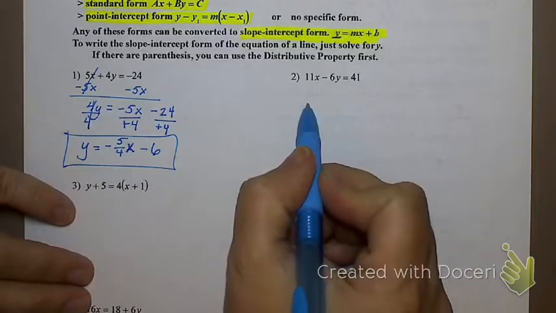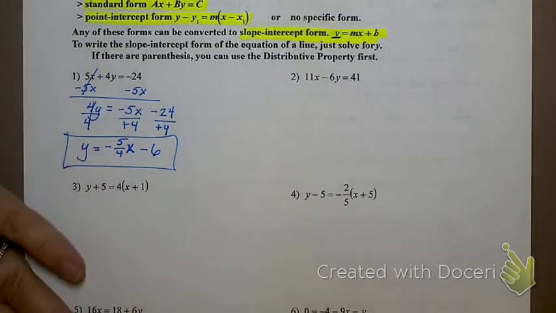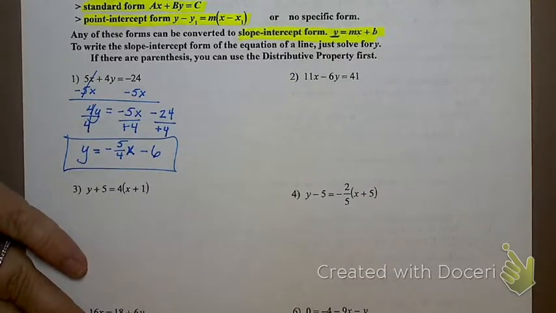You try number 2, that's in standard form. Change it to slope-intercept form. Go ahead and try that one.